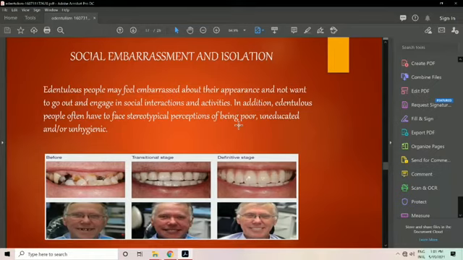For this purpose, in today's century, at least we should go for replacement of the teeth for the particular patient, or we should make our patient understand the importance of anterior teeth for aesthetic purpose, so that there will be no social embarrassment and isolation of the particular human being or the patient.